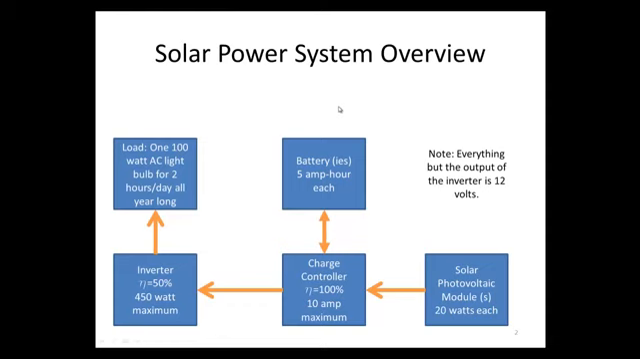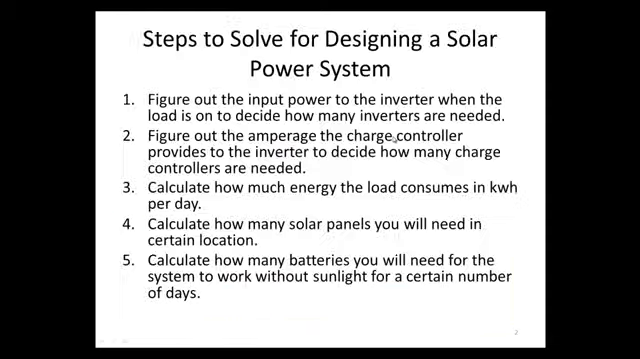So how do we choose how many of these components we need? We want to start with all the steps to solve for designing a solar power system. We start with how many inverters we need. That's step 1. Then we figure out how many charge controllers are needed for step 2. We calculate how much the load uses per day. Then we can calculate in steps 4 and 5 how many solar panels and batteries we'll need. Okay, so we're going to go through this step by step.